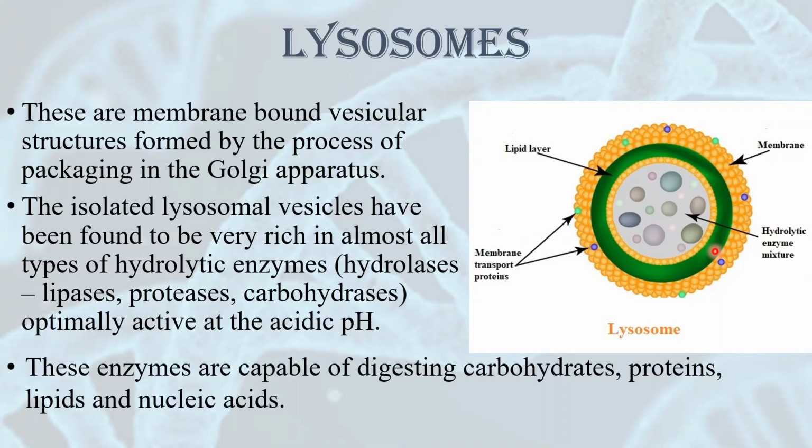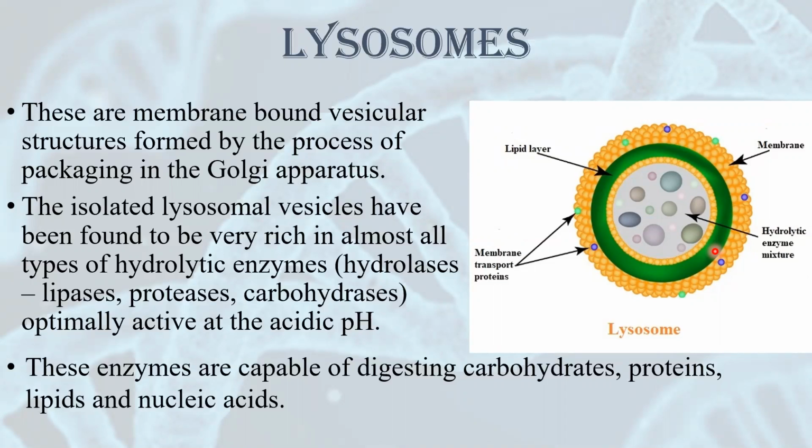And these work optimally at the acidic pH. Acidic pH means pH which is less than 7. More than 7 is called basic pH, 7 is called neutral pH, and less than 7 is called acidic pH. These enzymes are capable of digesting carbohydrates, proteins, lipids, and nucleic acids. That means these enzymes are able to digest the whole cell.